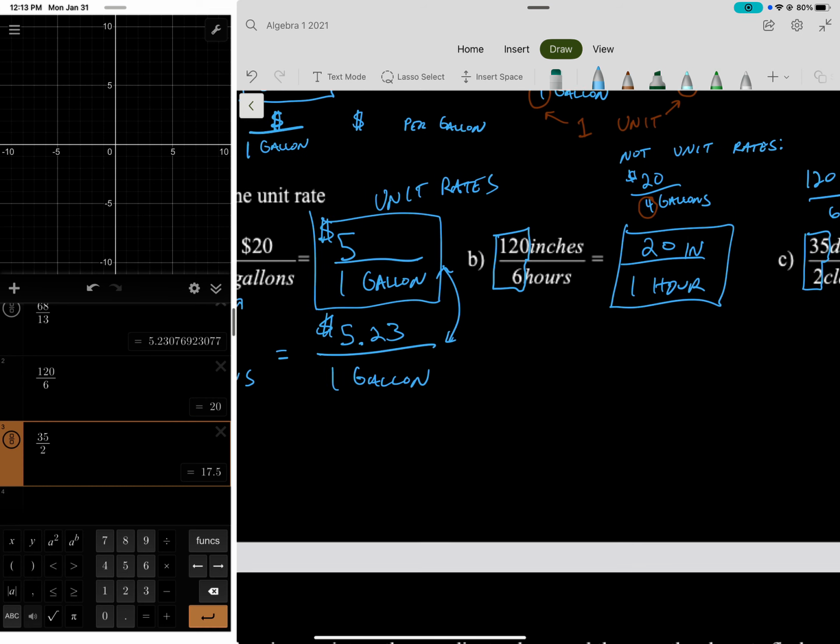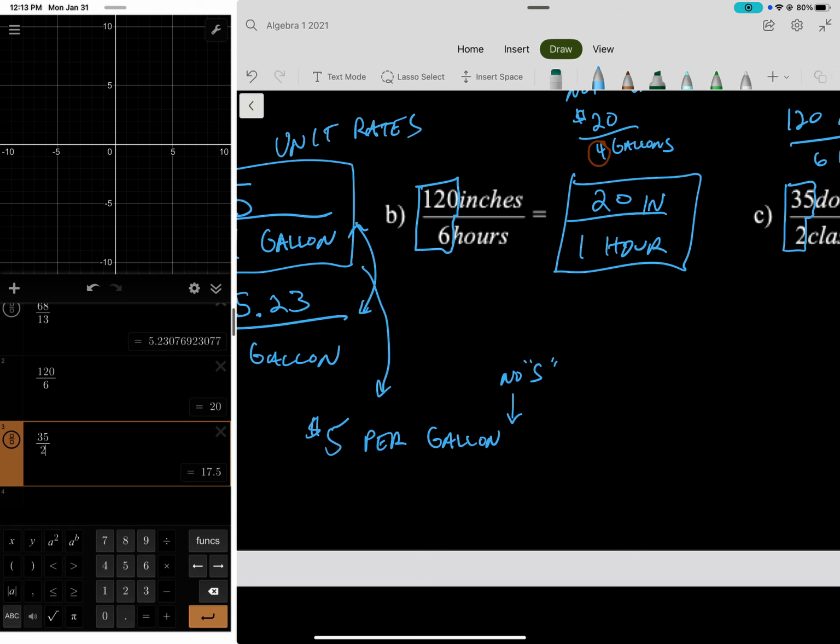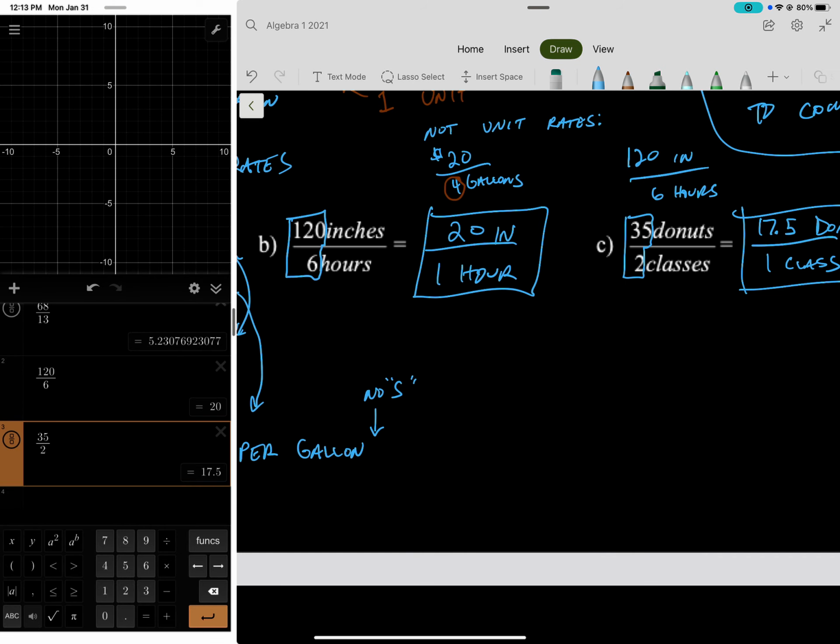Remember, you'll also see unit rates written like this. $5 per gallon. That implies, notice I don't have the S there. It's not gallons, so that implies that it's per 1 gallon. That's what makes it a unit rate. This one would be 20 inches per hour. That would be a heck of a snowstorm.